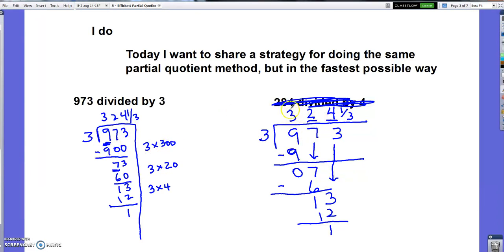300s, 300s. Then we did the 70 and did 60. Here's the 6 and the 70. So it's almost the same steps. You'll see almost all of these same numbers over here and over here. This is just sort of the very final, most polished way to do it.